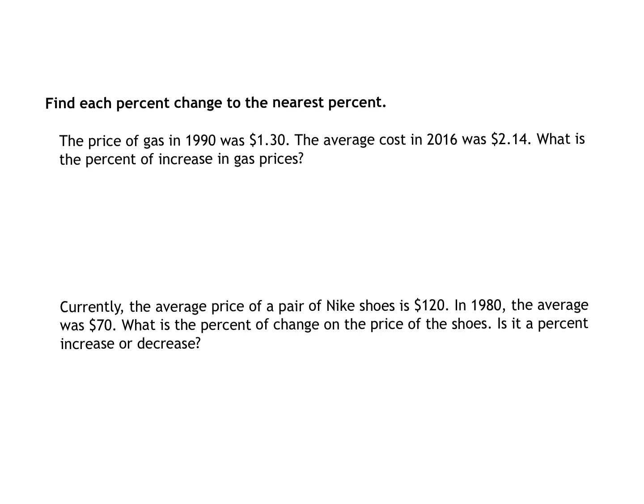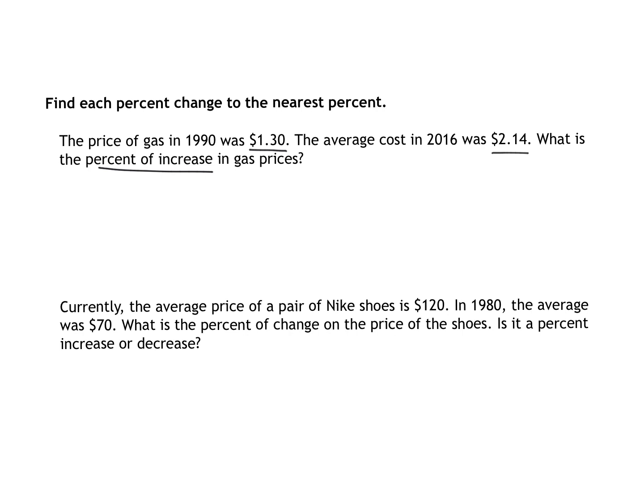The price of gas in 1990 was $1.30. The average cost in 2016 was $2.14. What is the percent of increase in gas prices? We can see that it changed and it went up 84 cents, but that's not the percent of increase. We want to know by what percent, so what percent of $1.30 did it go up to $2.14.